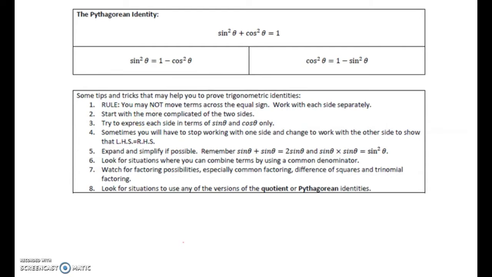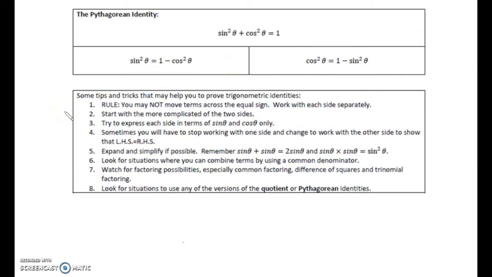The second identity that we're going to touch on in this course is the Pythagorean identity. This is sine squared theta plus cos squared theta equals 1. The two identities down here are just derived from rearranging sine squared plus cos squared equals 1. If we have 1 on the right-hand side and we bring over cos squared, we would get sine squared theta equals 1 minus cos squared theta. And if we brought over the sine squared theta, we would get cos squared theta equals 1 minus sine squared theta. All of these are equivalent.